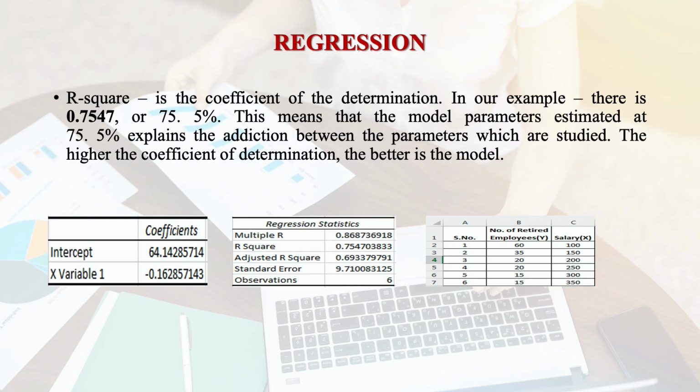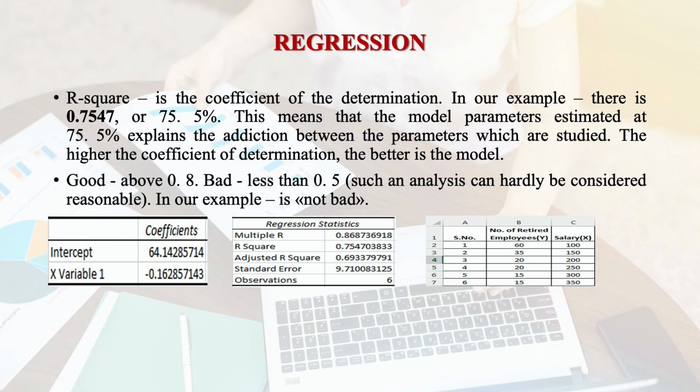Now firstly focus on the R square value. The R square value is actually the coefficient of determination, and in our case the value returned for R square is 0.7547, or you can roughly say 75.5%. This means that the model parameter estimates at 75.5%, and 75% of the data explains the relation between the parameters which are studied. The higher the coefficient of determination, the better is the model. So this model is quite good, and the regression equation is quite satisfying the data which is available.